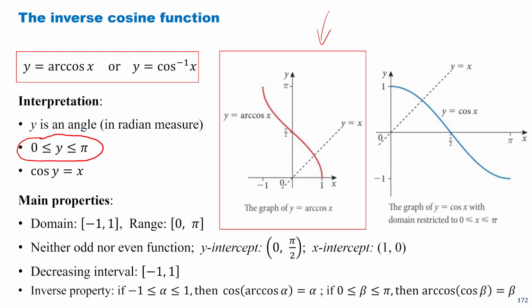And also we have inverse properties like this. First, if alpha is between -1 and +1 inclusive, then cosine of arc cosine alpha always equals alpha. And secondly, if beta is between 0 and pi inclusive, or closed interval, then arc cosine of cosine beta equals beta. Otherwise, if beta is not within this interval, you need to convert beta into the correct interval such that the cosine of that angle equals cosine beta. Okay?